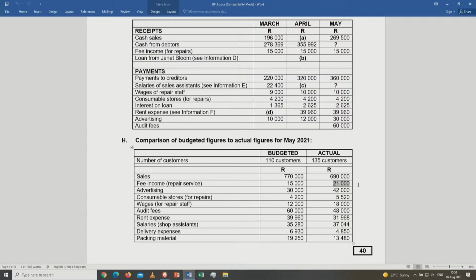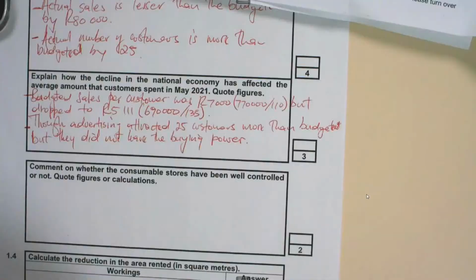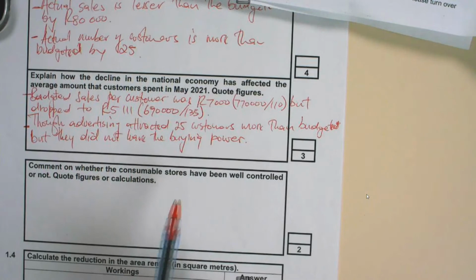As they repair, they consume these items, like in this case, since they are repairing the dresses, it would be the cotton and the zips. Those are consumables, something that is consumed on a daily basis. Consumables were 4,200 budgeted, but the actual was 5,200. So now, yours was to comment whether consumable stores were well controlled or not.